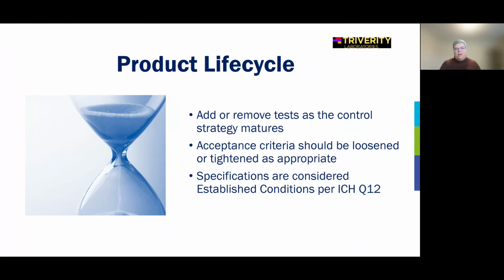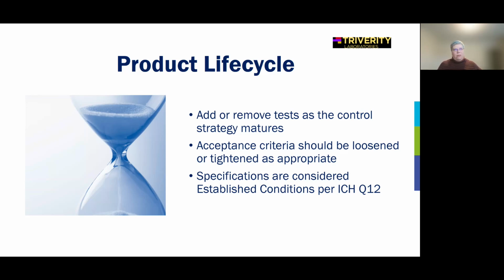Specifications are established conditions. If you make a change to it, depending on how much data you provide, it could be an annual reportable versus a prior approval supplement. So for product life cycle, FDA and other regulatory bodies really expect you to learn more about your product, and as you learn more, make adjustments to your specification, adding or removing tests as your control strategy matures. And this is not just post-approval, but also during development.